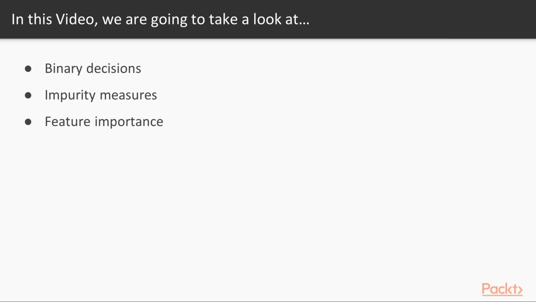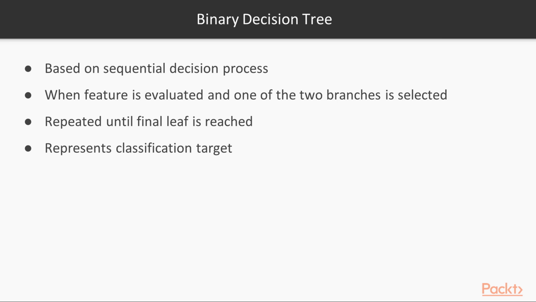In this video we're going to take a look at binary decisions, impurity measures and feature importance. A binary decision tree is a structure based on a sequential decision process. Starting from the root, a feature is evaluated, and one of the two branches is selected. This procedure is repeated until a final leaf is reached, which normally represents the classification target we're looking for.